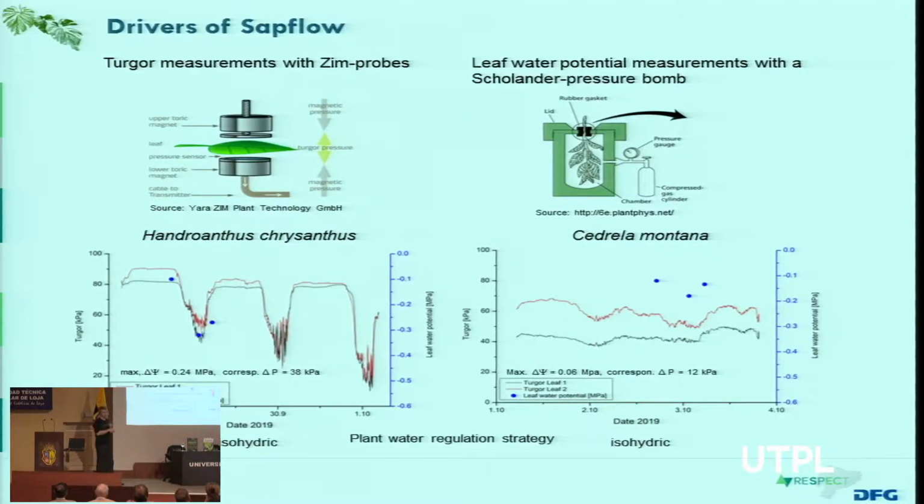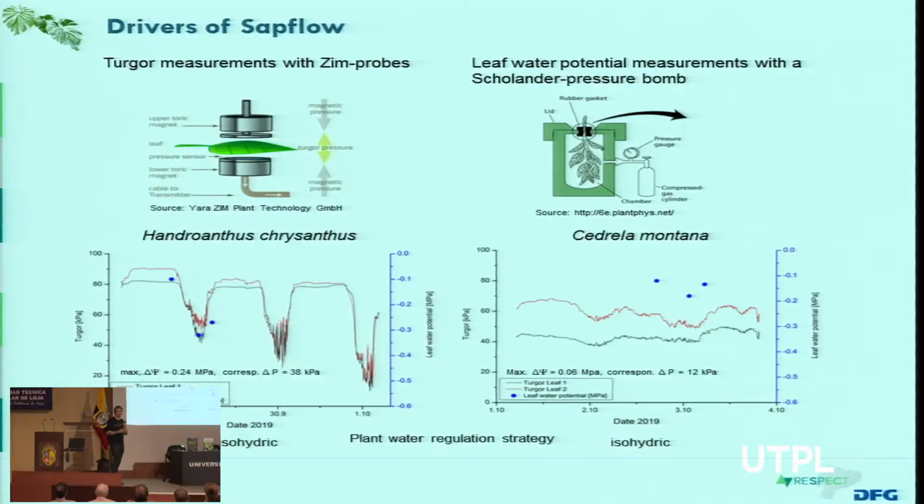And there is, of course, a very big difference visible between the two species. While the turgor of Handroanthus chrysanthus shows a very high amplitude, Centrolobium montanum does not show this, and this leads to the conclusion that there is a different plant water regulation strategy. One is anisohydric and the other one is isohydric. But I don't want to go into detail with this one because we also have a poster of it.